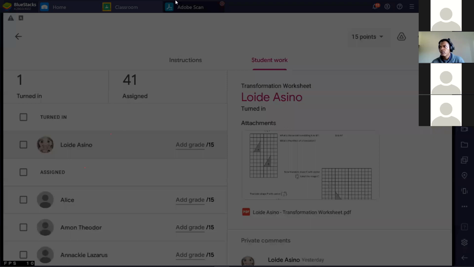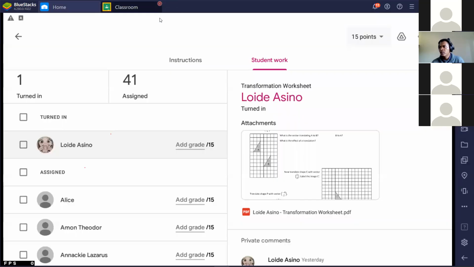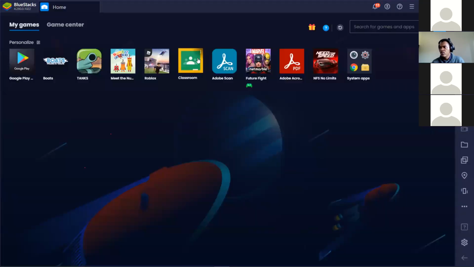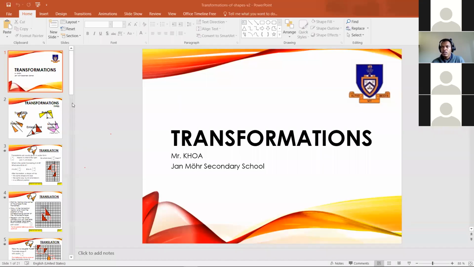Again, let me repeat for those who are joining, the apps that you need on your phone: Google Classroom, Adobe Scan, and Acrobat, Adobe Reader or PDF Reader. Those are the three, and they are very small. They take up less space than your WhatsApp or games. They don't take up space. They are very small, and very useful, and your teaching can continue. That is it from my side.